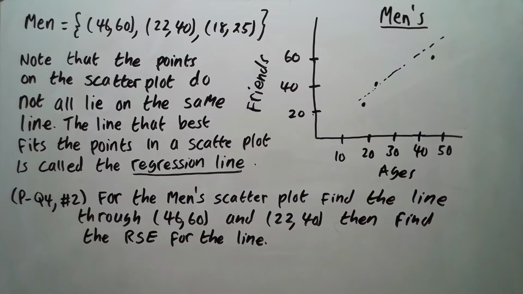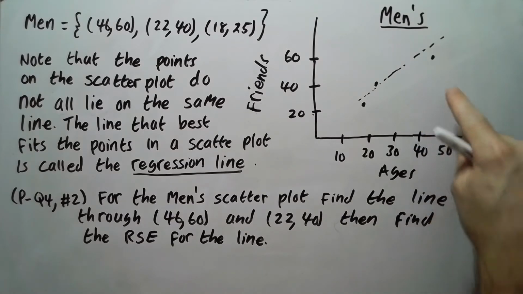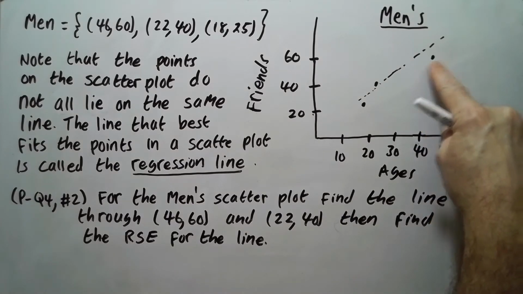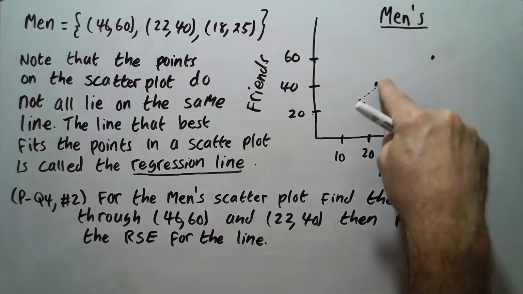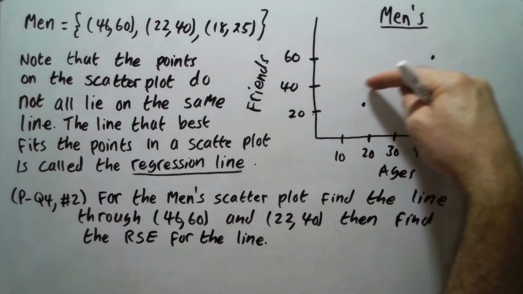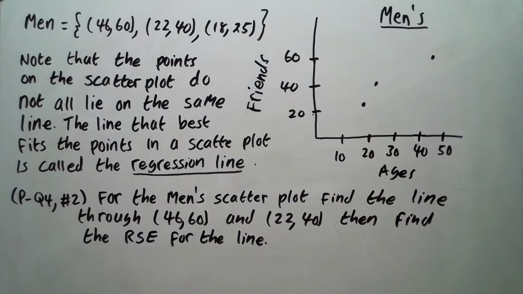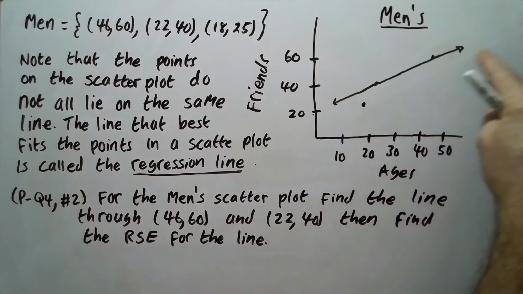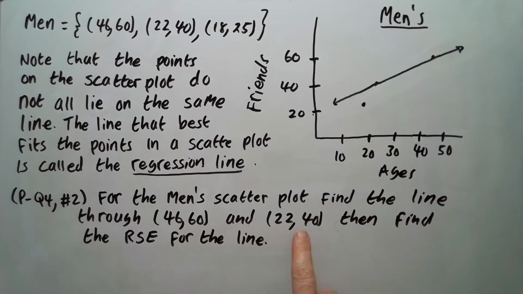Okay, so let's first find the line through (46, 60) and (22, 40). We're going to find it algebraically. So the line it's talking about would be going through the (46, 60) point and the (22, 40) point. So let me take this away and let me graph this line in here. Just draw a line through these 2 points. So I've drawn it in here. That's the line through (46, 60), (22, 40).